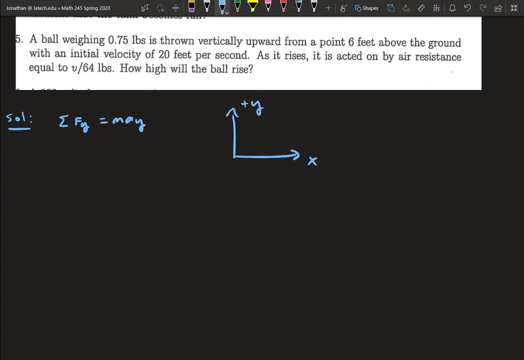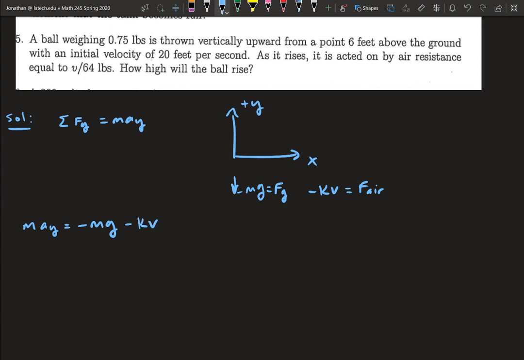And then we have two forces acting on the ball. Gravity, which is going to go down, and then air resistance, which is going to go opposite the ball, which is negative kV. So this is your force due to air, and this is your force due to gravity. So may is going to be equal to negative mg minus kV.